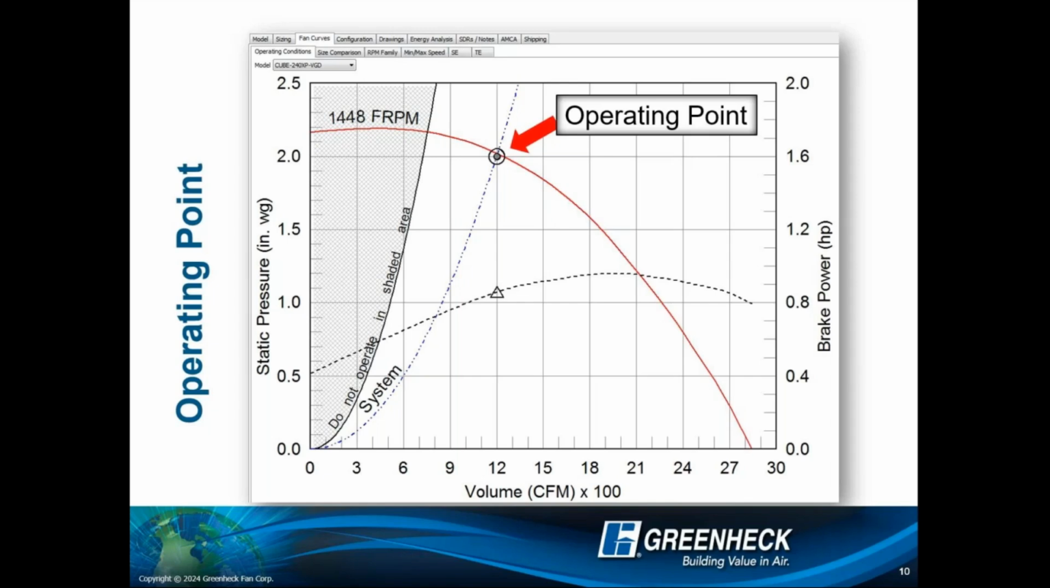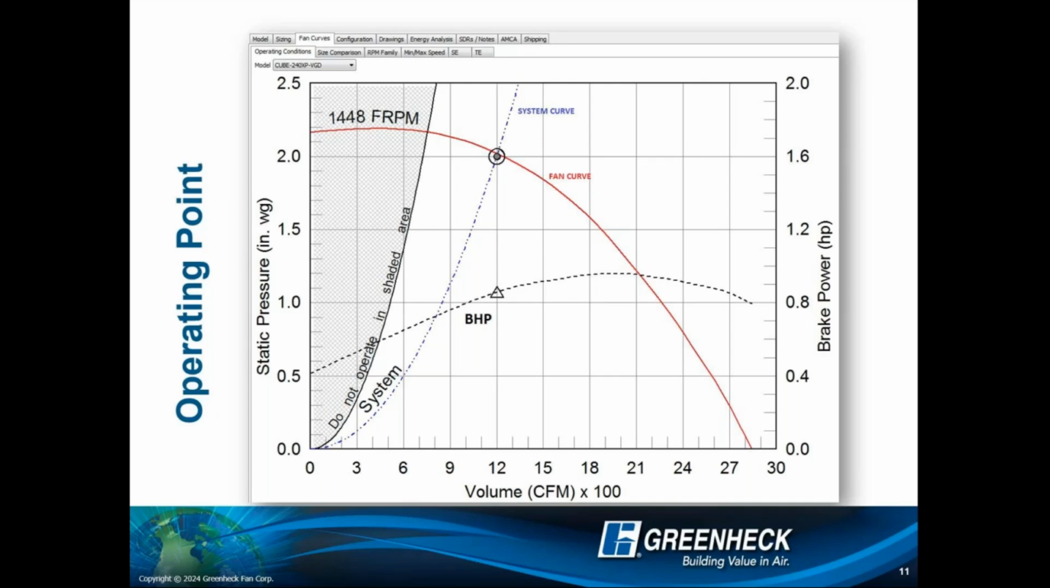Now there's some more information that is available across here. This black dashed line, this is your brake horsepower curve. This is representing how much horsepower it took to move that air to hit that operating point at the different points, right? And the way you read this curve, the curve could be below our operating point, above it. It's really wherever you put it to make it easiest to read.